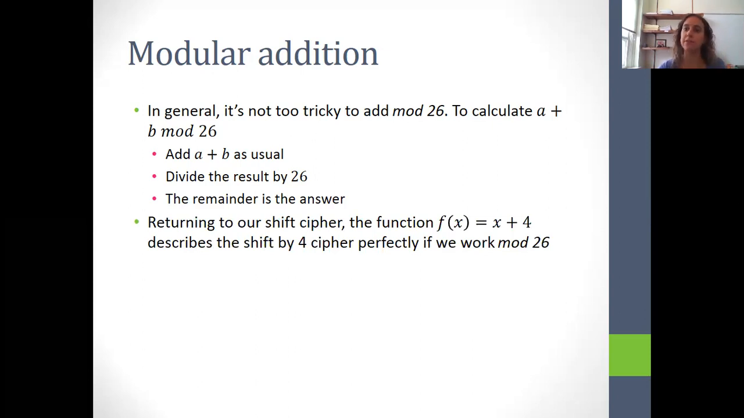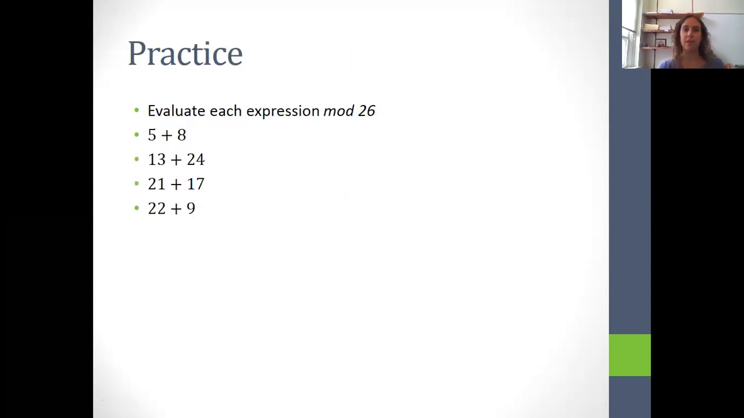So basically, the function that I mentioned before, f of x equals x plus 4, is going to be a mathematical function that describes our shift by 4 cipher, as long as we say that that function is defined modulo 26. All right, so I'm going to have you take a quiz after you watch this video to practice some modular arithmetic. So evaluating each expression mod 26.